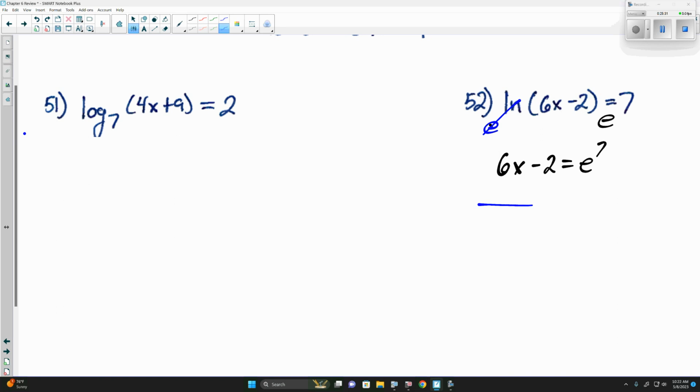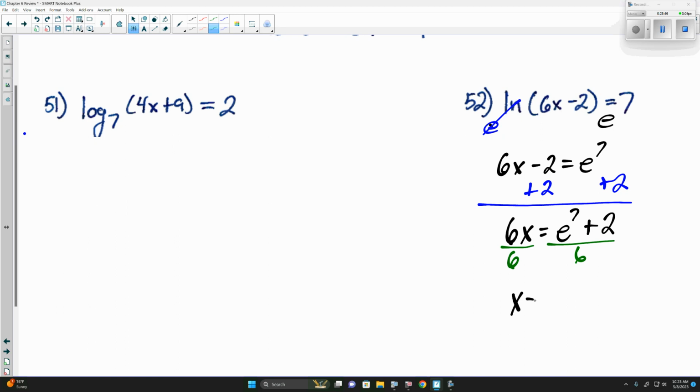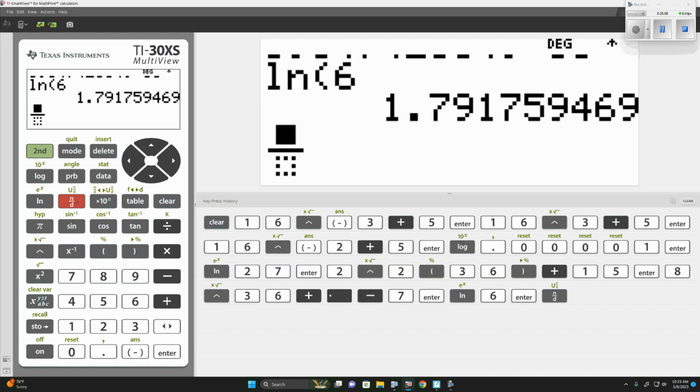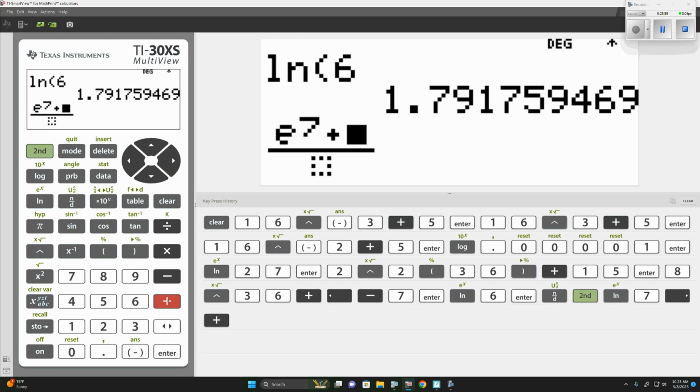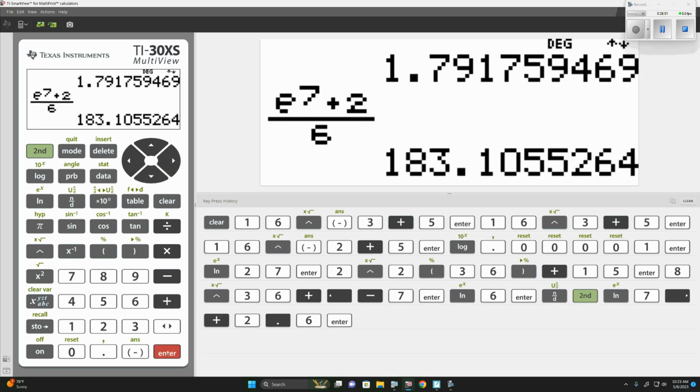The first thing we can do is add 2 to both sides, telling us 6x is equal to e to the 7th plus 2. And last but not least, we'll divide both sides by 6, telling us x is equal to e to the 7th plus 2, divided by 6. So we're rounded to the third decimal place, so we'd have 183.106.